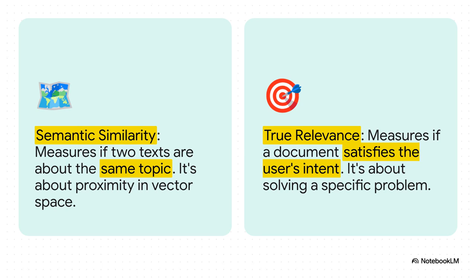So let's just get crystal clear on these two ideas, because it's crucial. Semantic similarity. That's what your basic retrieval model does. It's kind of like a blunt instrument, good for finding things in the same ballpark. But true relevance? That's all about intent. Does this specific document solve my specific problem right here, right now? And that, my friends, is a much, much harder question for a machine to answer.